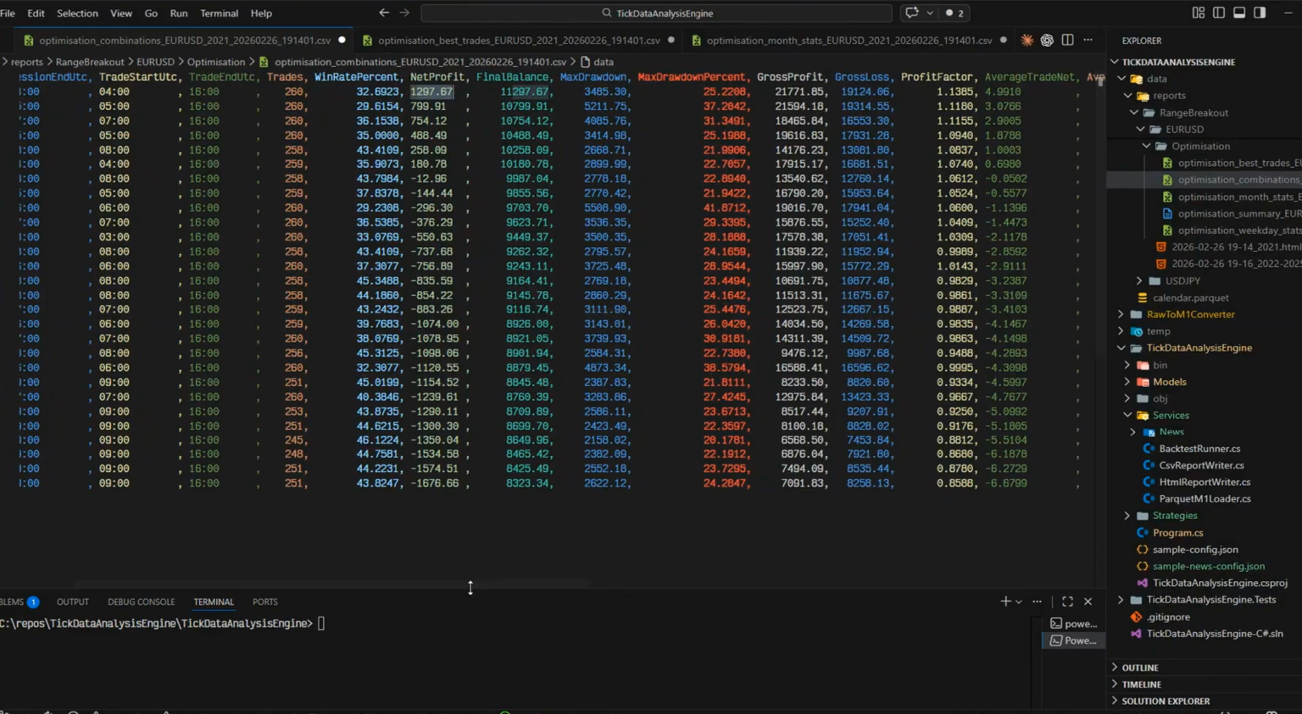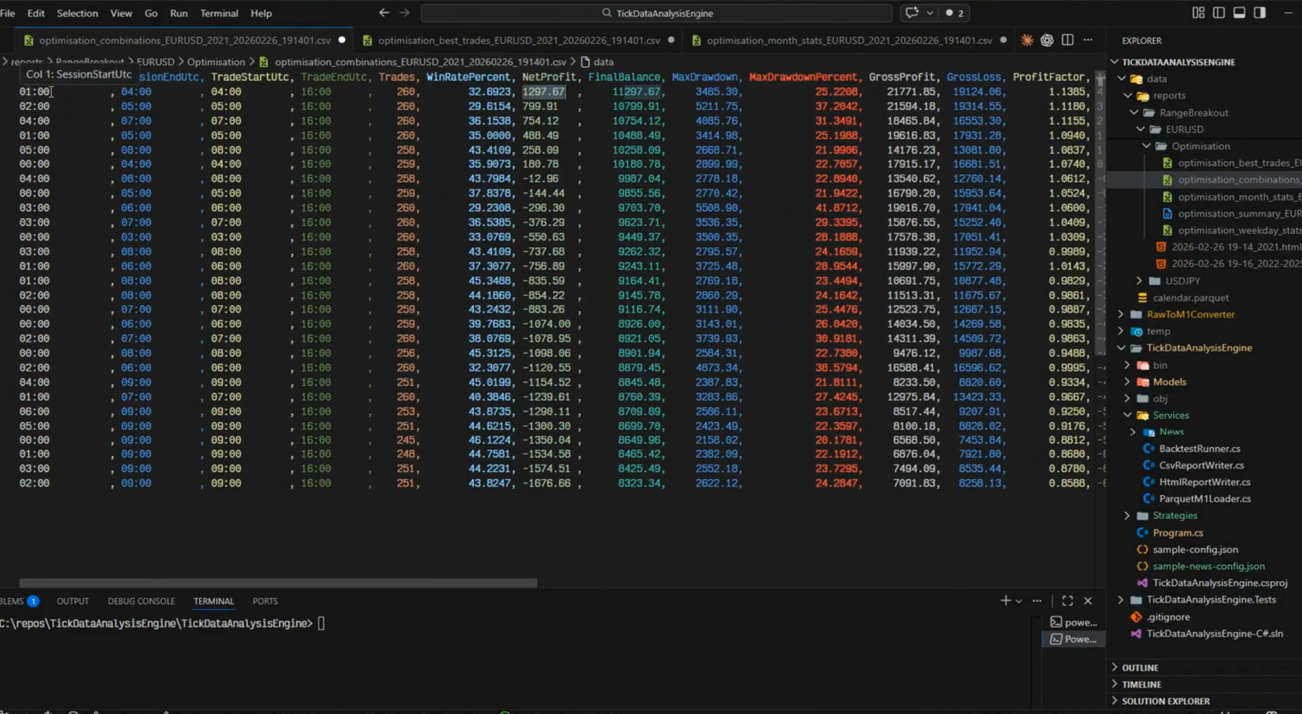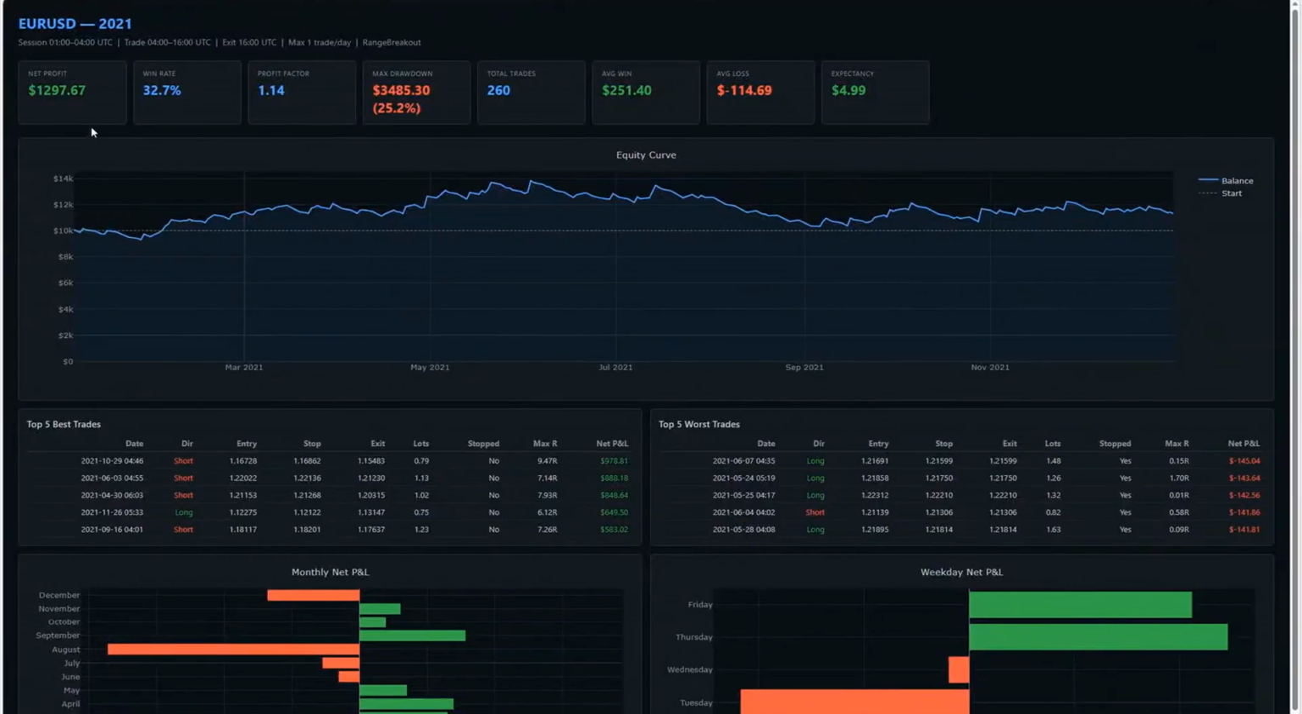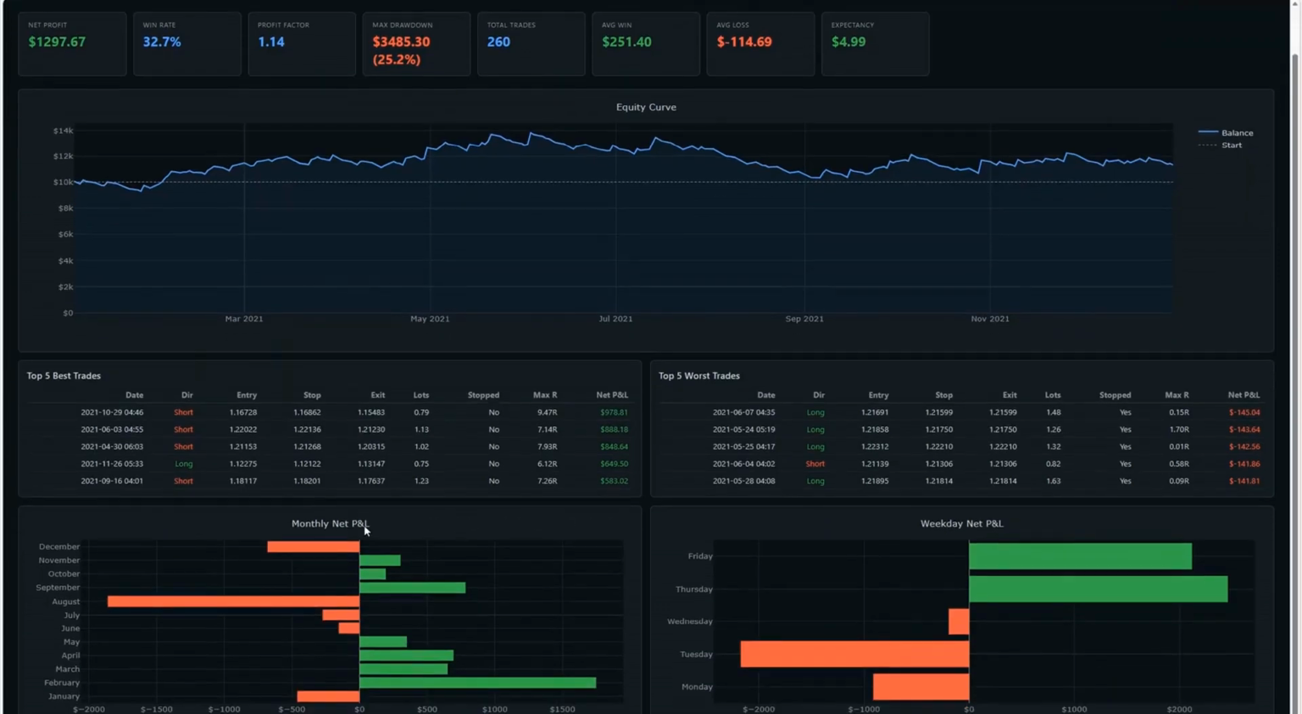Now I'm going to run the test for just this session time, 1 o'clock to 4 o'clock, and see what the trades look like. Here are the results for EURUSD 2021, session 1 to 4 UTC. We only do one trade per day, and the risk percentage is set to 1%. The starting balance is $10,000, and the equity curve is looking decent. Here are the top 5 best trades and the top 5 worst trades. We also have more stats like monthly net PNL, where we can see August is the worst performing month, and a weekday net PNL, where we see Tuesday is the worst performing day of the week.